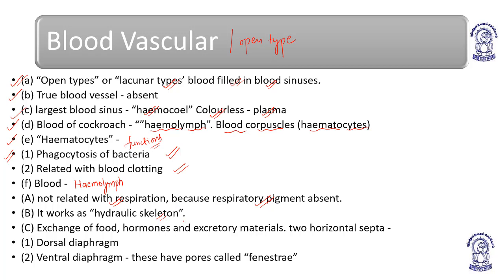These proleukocytes come under the category of hematocytes only. The first category is proleukocytes, and the second is phagocytes. Understood?